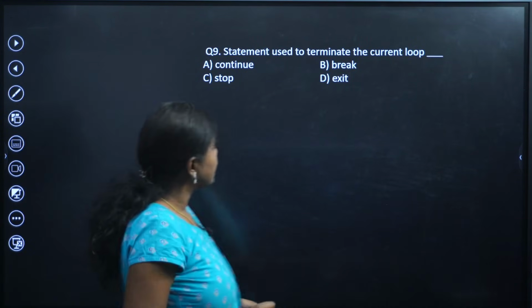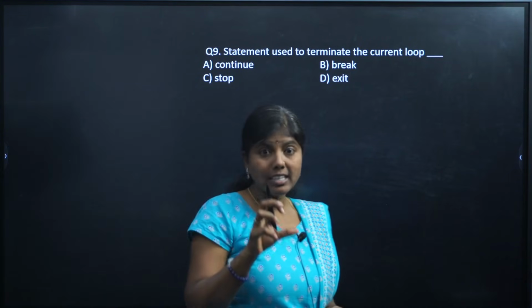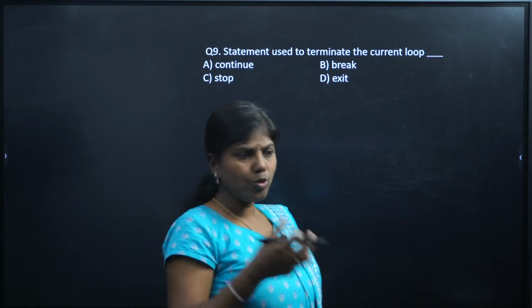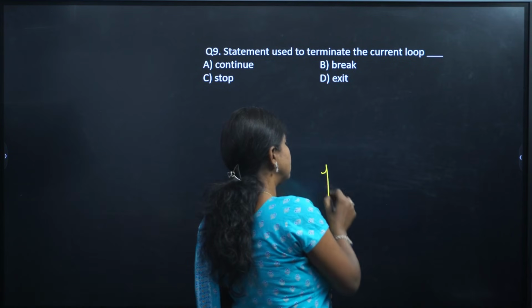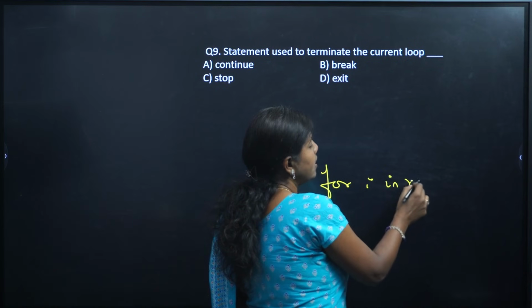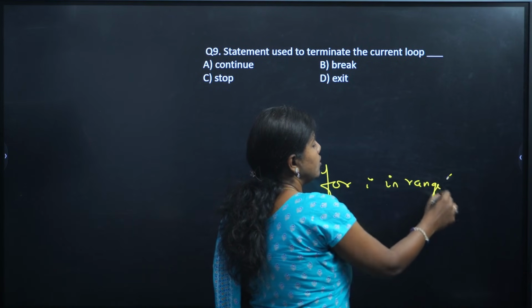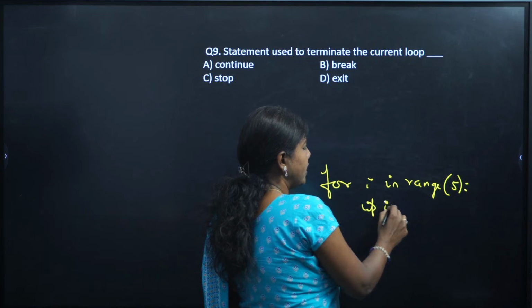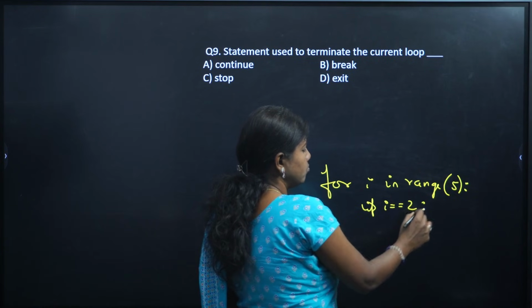Next question: the statement used to terminate the current loop. So we have a loop. For example, I'll just consider a loop here: for i in range(5), if i equal to 2, break.